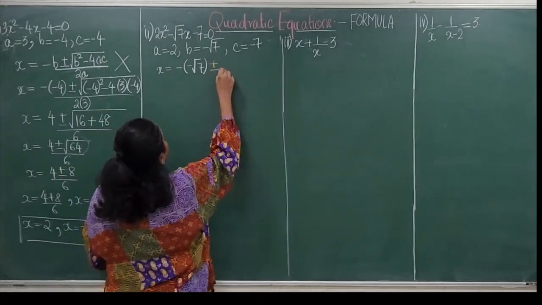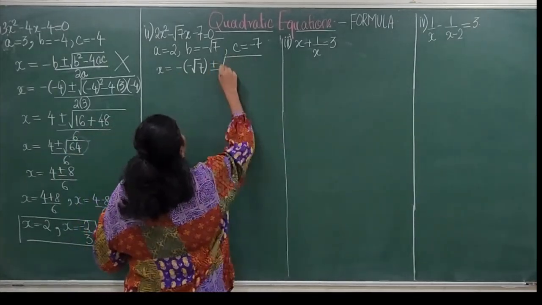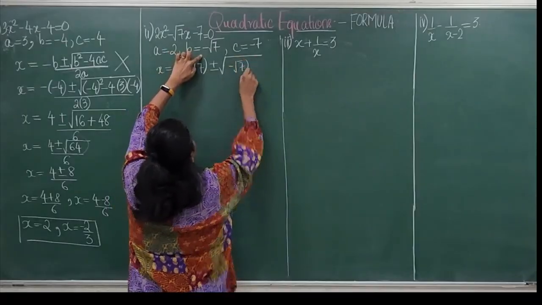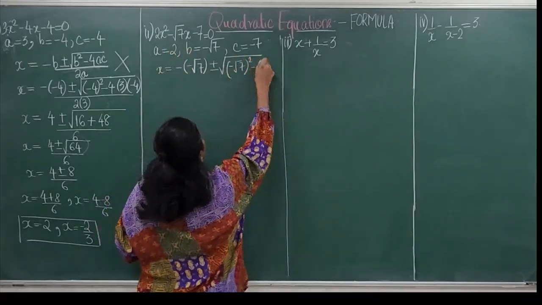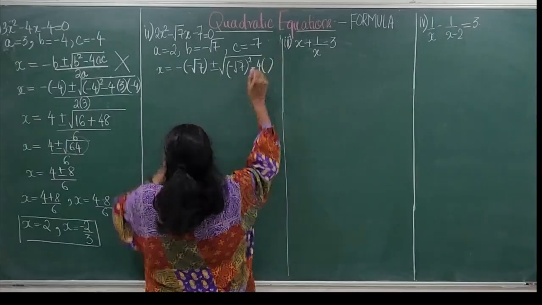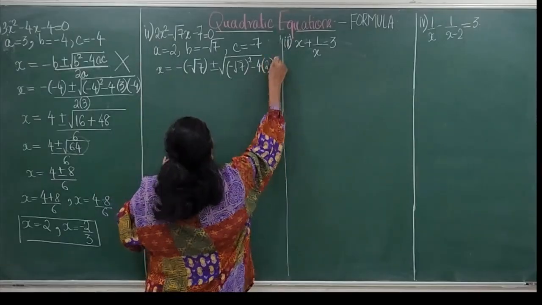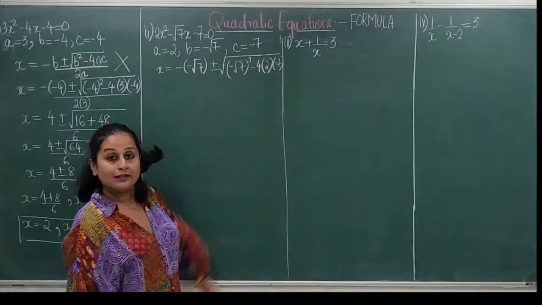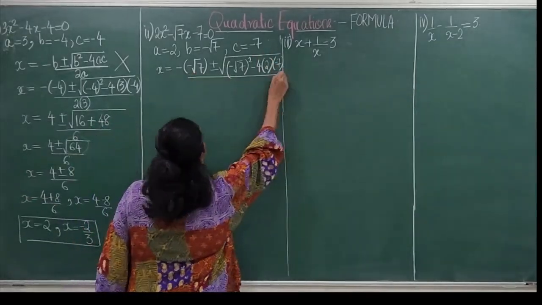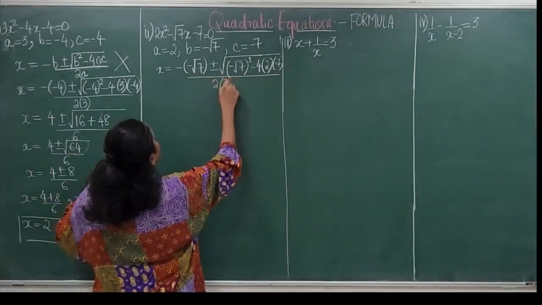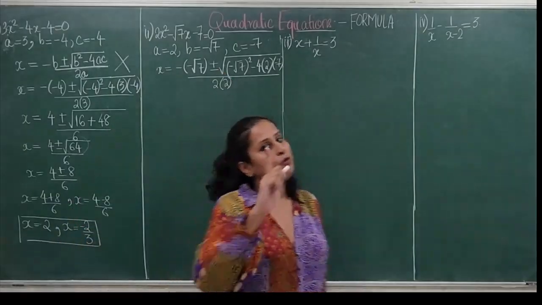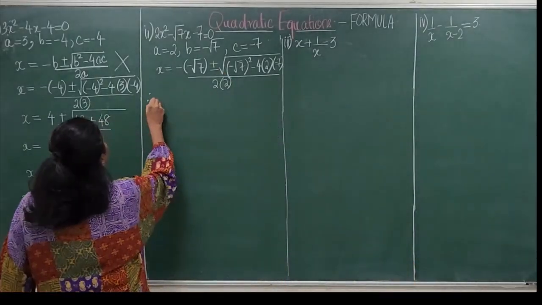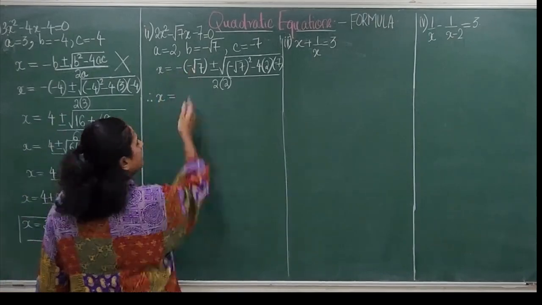Plus or minus square root of b square, that is minus root 7, the whole square, minus 4 into a into c. What is a? 4 into 2 into c is minus 7. This whole thing is under the square root divided by 2 times a, that is 2 times 2. This will give you 1 mark. Understood? Alright, moving on.